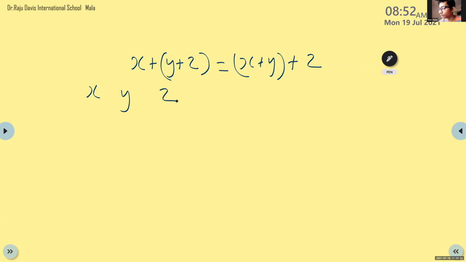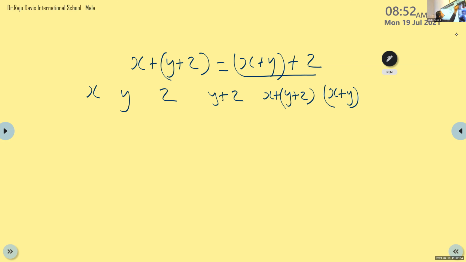Y + z, then x + (y + z) is the next column. Then the next column, for this one, first it is x + y. Then the last column is (x + y) + z.